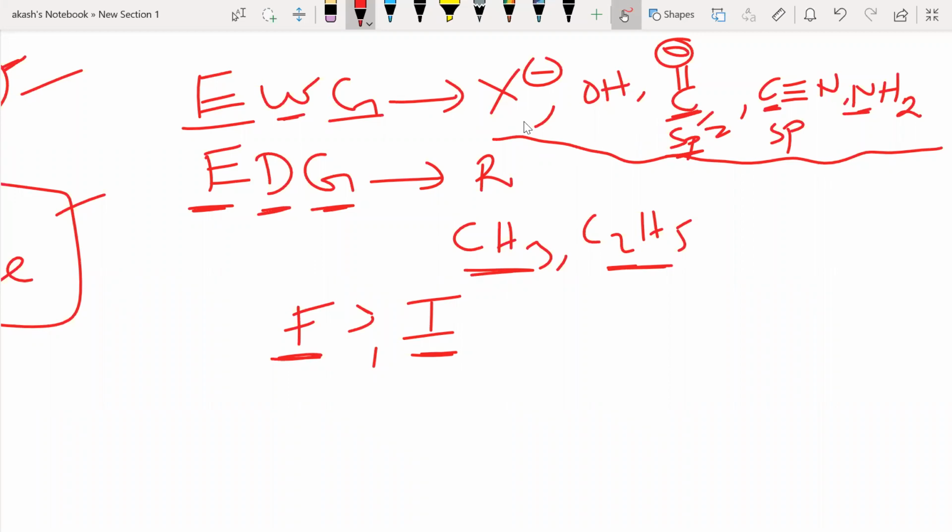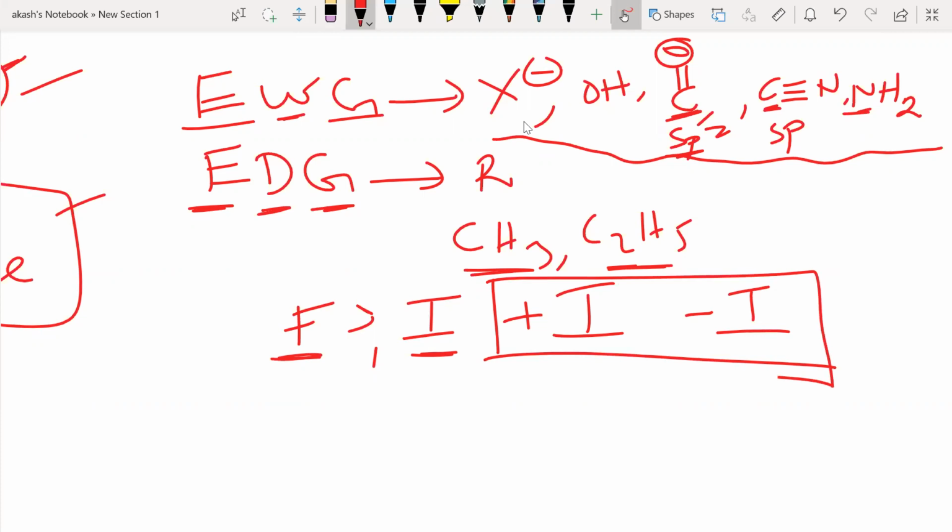Okay, fine. Now, based on whether I have an electron donating group or an electron withdrawing group, this inductive effect can be plus I effect or it can be minus I effect. There are two types of inductive effect. What do you mean by plus I effect? What do you mean by minus I effect? It's pretty simple. Plus I or minus I, we are going to speak with respect to carbon only.